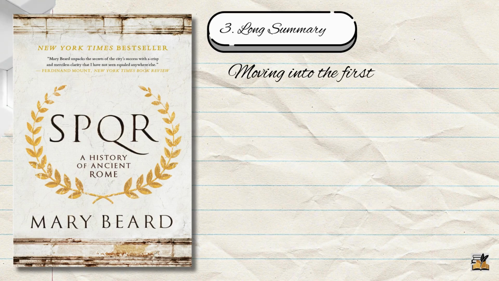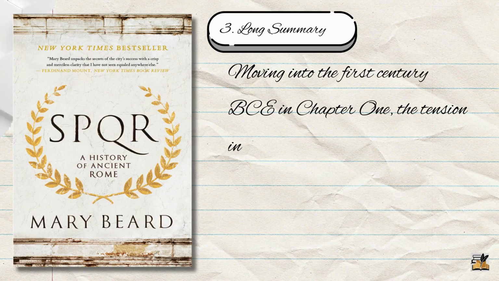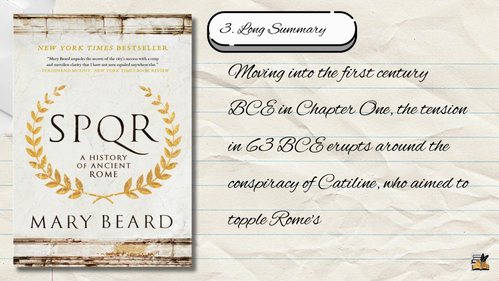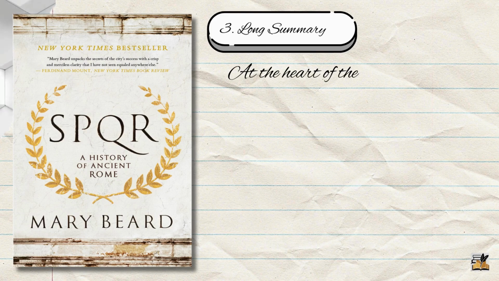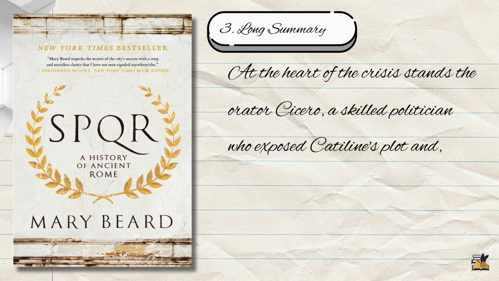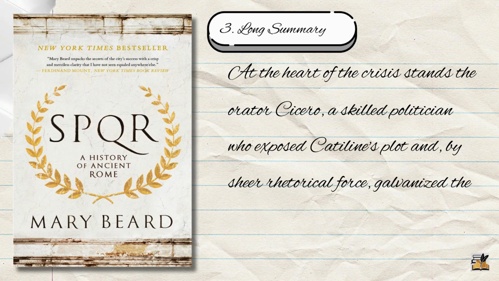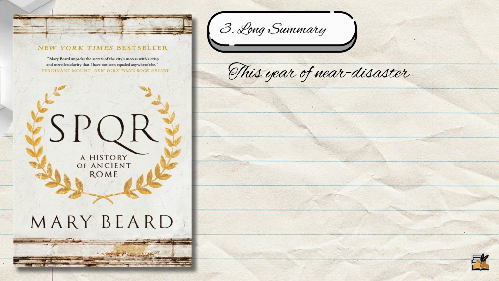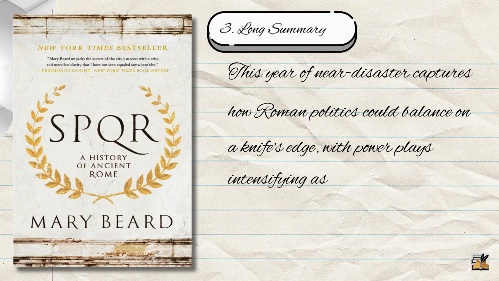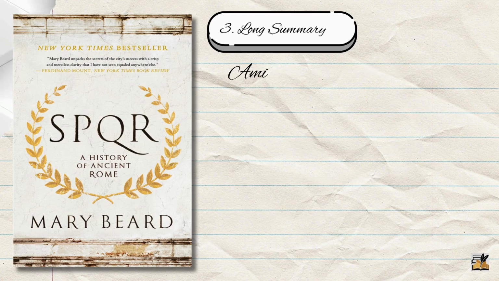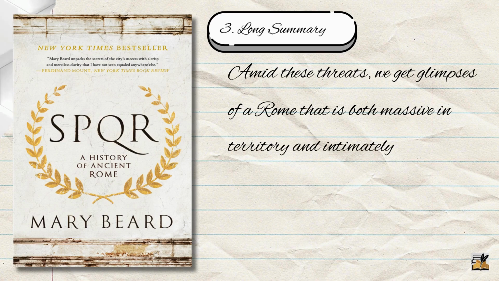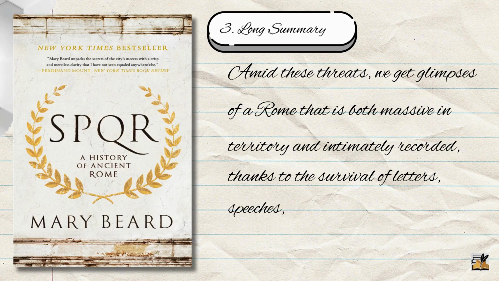Moving into the 1st century BCE in Chapter 1, the tension in 63 BCE erupts around the conspiracy of Catiline, who aimed to topple Rome's governance and wipe out debts. At the heart of the crisis stands the orator Cicero, a skilled politician who exposed Catiline's plot and by sheer rhetorical force galvanized the Senate to act. This year of near disaster captures how Roman politics could balance on a knife's edge, with power plays intensifying as the Republic struggled to maintain stability. Amid these threats, we get glimpses of a Rome that is both massive in territory and intimately recorded, thanks to the survival of letters, speeches, and historical accounts.